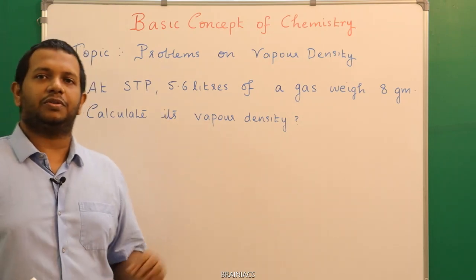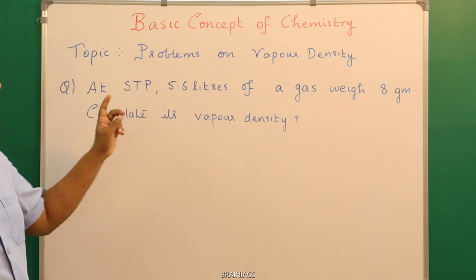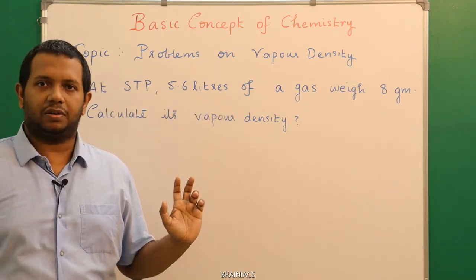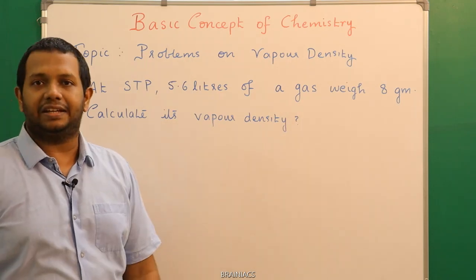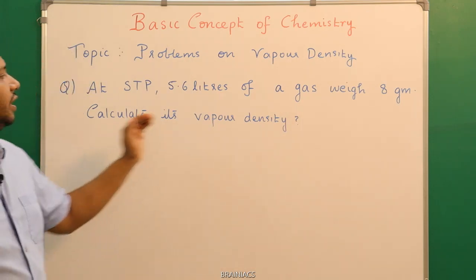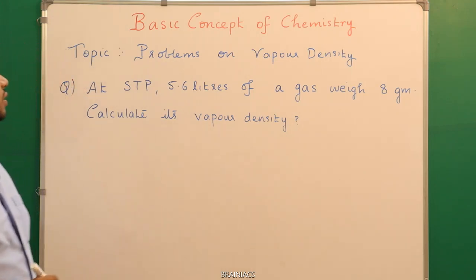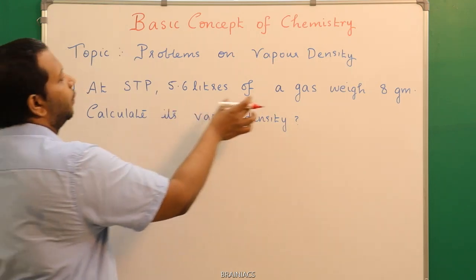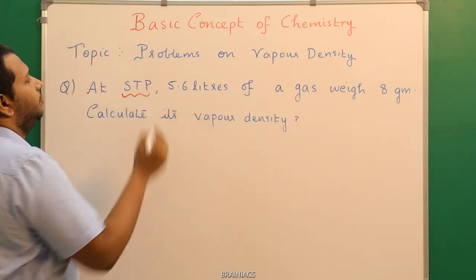Hi students, I hope you are able to see the question. I will read it. At STP, 5.6 liters of a gas weighs 8 gram. Calculate its vapor density. So this is the question. What is the clue given here? They are telling 5.6 liters of a gas is weighing 8 gram and they told it is at STP.